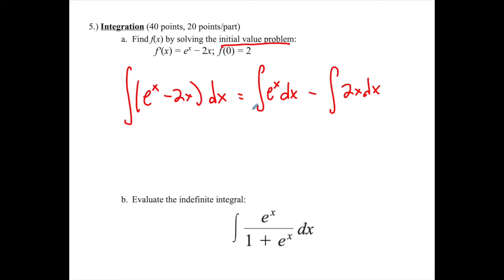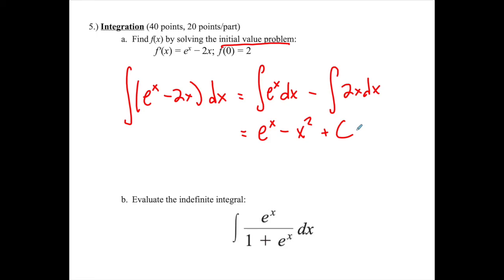So when we integrate e to the x, well, the derivative of e to the x is e to the x, as is the integral. And the integral, or the antiderivative of 2x, is x squared. Okay, you can think about if you did the derivative of this. The derivative of e to the x, the derivative of negative x squared, negative 2x. So you can see that when you differentiate your answer, you get back what you had in the integral. So that's a way to know our answer is right.